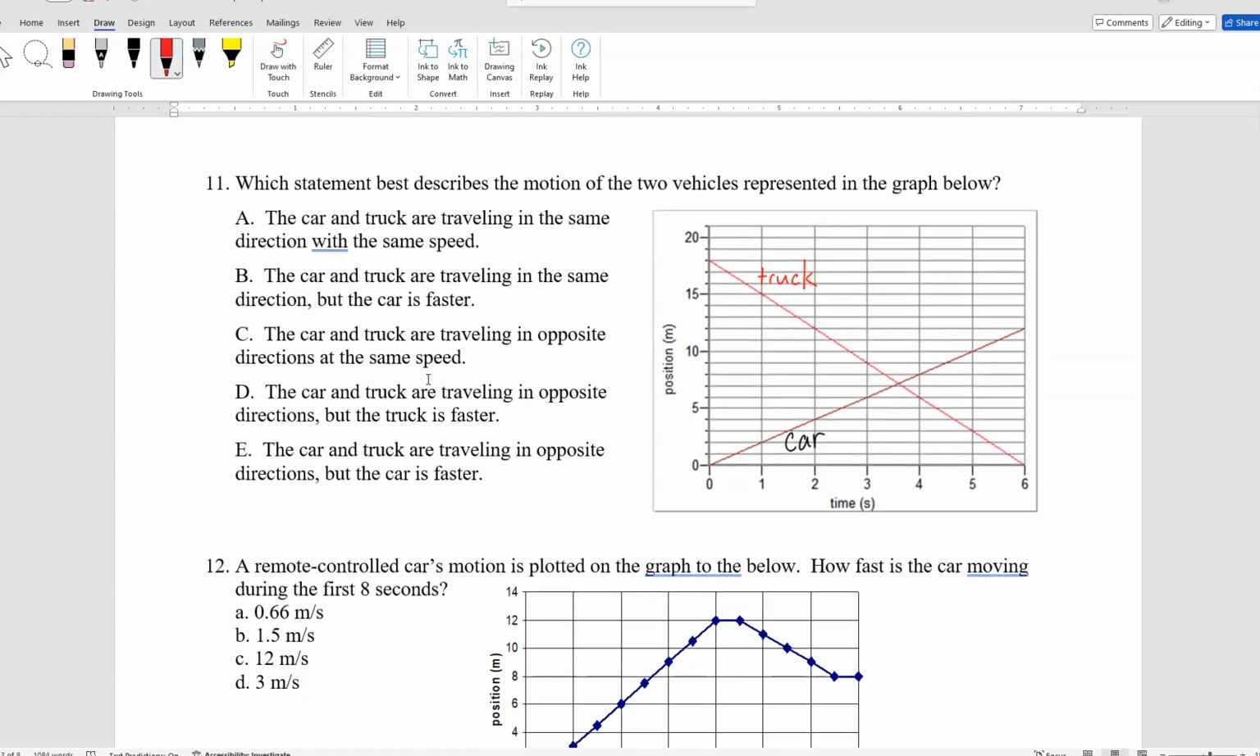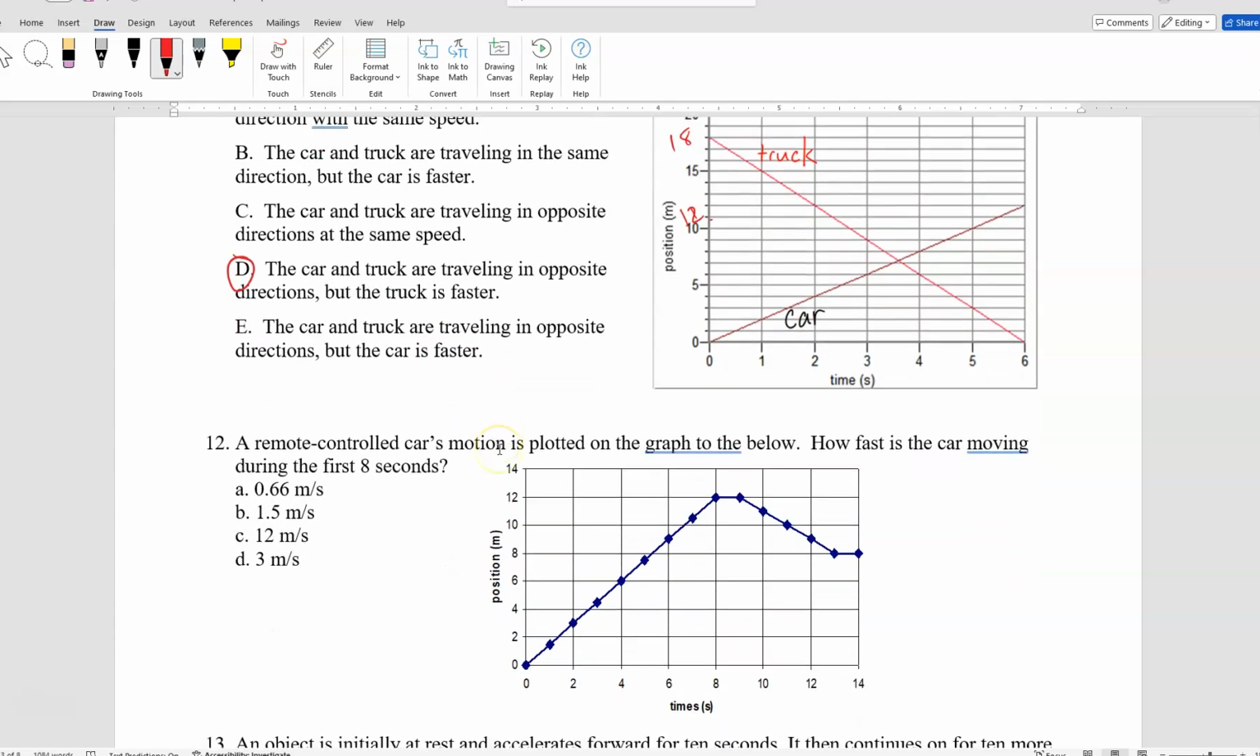Number 11 is a pretty easy graph. It's a position versus time graph. You should see that one is going in the positive direction, one is going in the negative direction. You can see that the slopes are different. The truck slope is greater. You can see it goes from about 18 down to 0, while the car goes from 0 meters to about 11 or possibly 12 meters. So they're going in opposite directions because the slopes are different, but the truck has a greater speed because of the slope, which makes answer choice D correct for that one.